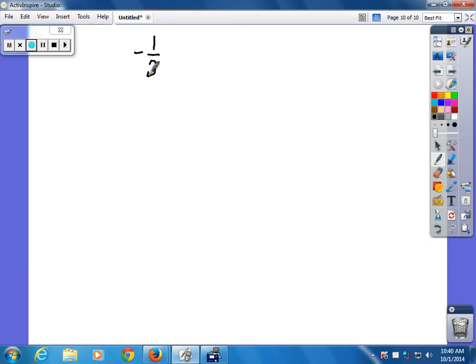Negative 1/2 x squared plus 3/4 x minus 2 is equal to 0. And we'll do a couple of these.